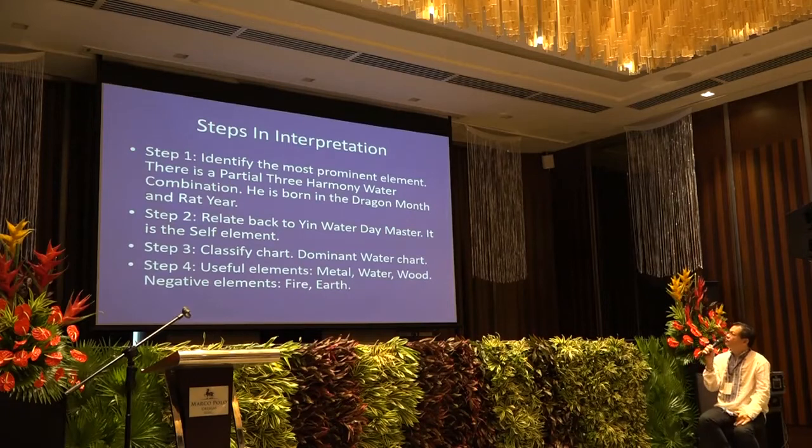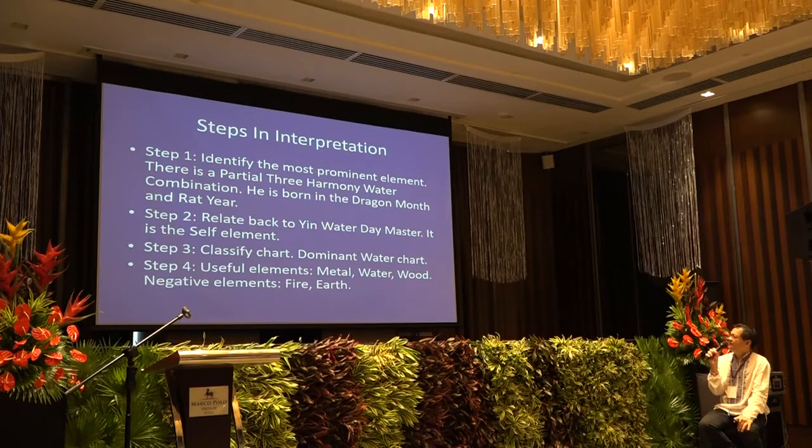Step 1, identify the most prominent element. There's a partial 3 harmony water combination. He is born in the dragon month and the rat year. Step 2, relate it back to the yin water day master. This is a self element. Step 3, classify the chart. This is a dominant water chart. Step 4, useful elements: metal, water, wood, and negative elements: what destroys metal, fire, what destroys water, earth.